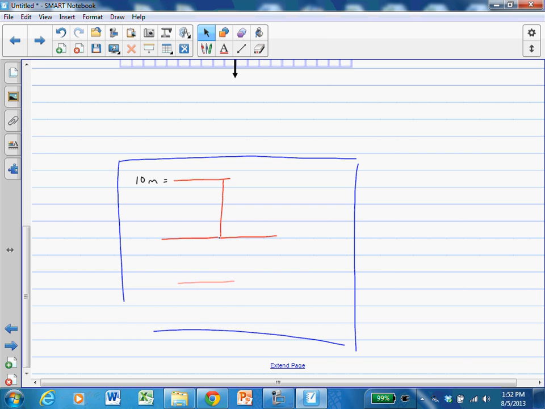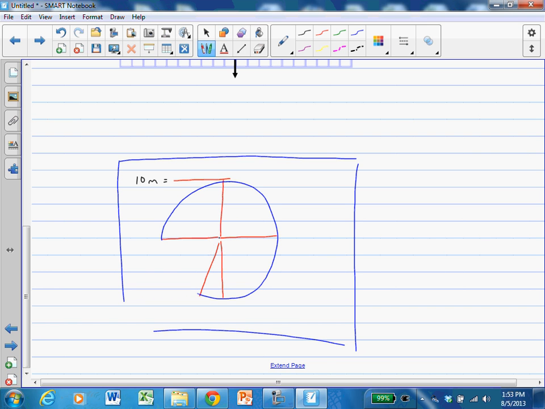Or we can move 10 meters that way. 10 meters. Anyways, you get the point. It's on this circle, this 10-meter circle here. Somewhat of a circle. And you end up in a circle of 10-meter radius. Your change in position would still be 10 meters.